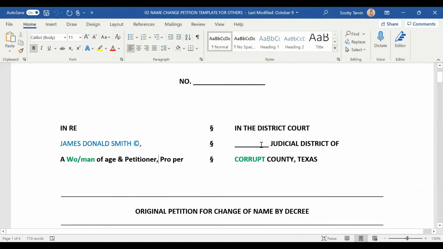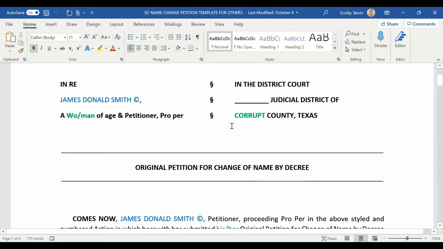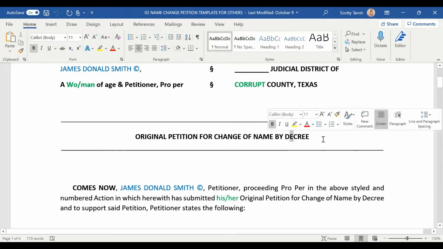District court of whatever judicial district, you're going to leave this blank for right now. They'll assign that to you once you file this in. And I'm going to show you how to file that into the court as well. And just put whatever county that you're in. Original petition for change of name by decree and not an order. You want to leave it as a decree.